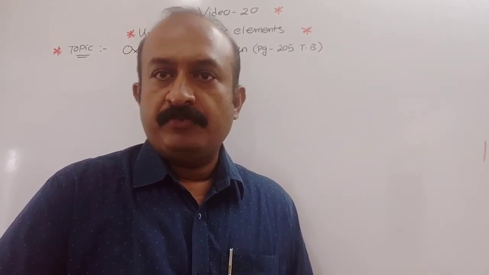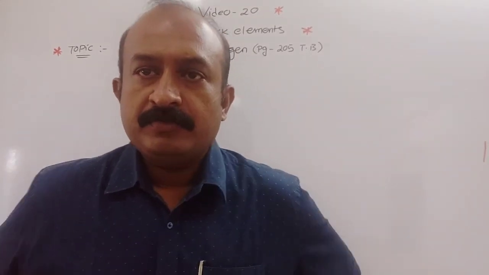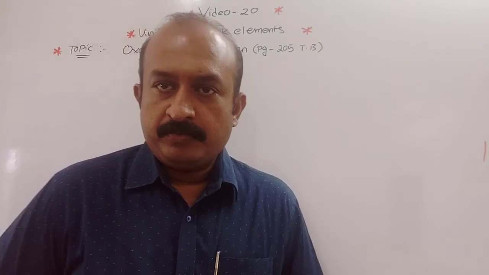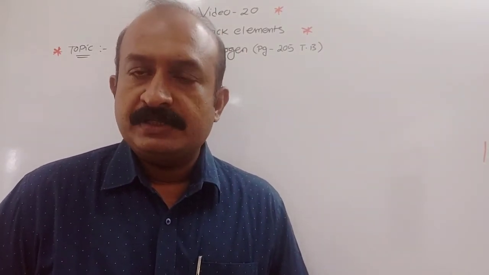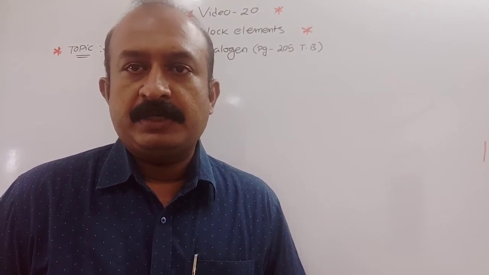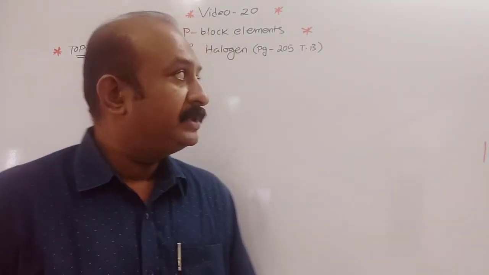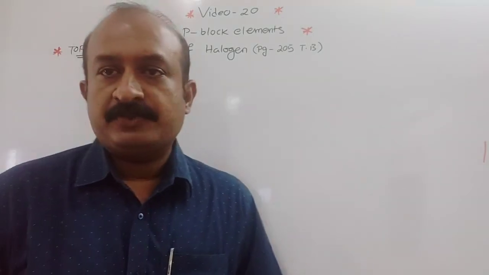Today, in Video 20 of Unit 7, P-block elements, we are going to discuss oxoacids of halogen. This topic is given on page number 205 of your textbook.